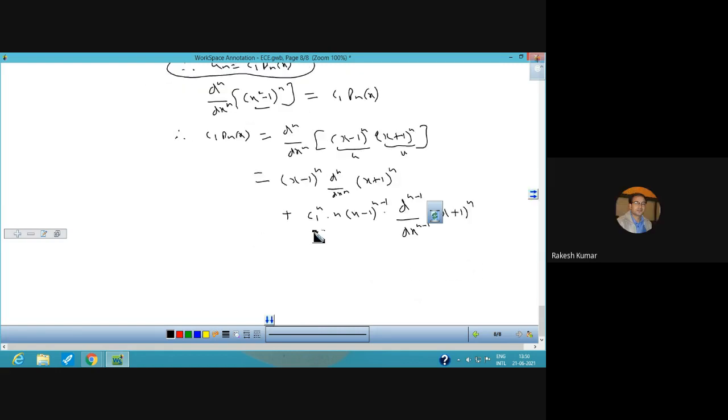And you can write on so on. The last term will be v as it is, and that will be (x plus 1) raised to power n and d^n/dx^n of (x minus 1) raised to power n, u का derivative. Now you will have, what is this? अब ध्यान से देखिए, from this equation you can write down C1 Pn(x), and here first term (x minus 1) raised to power n.